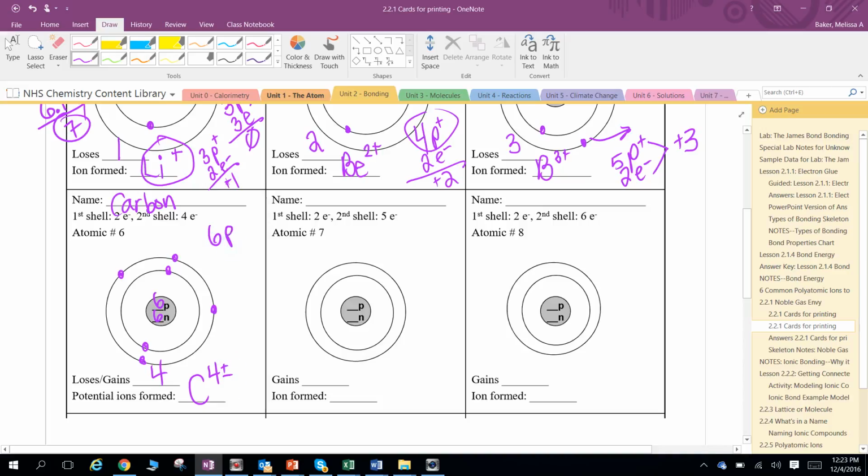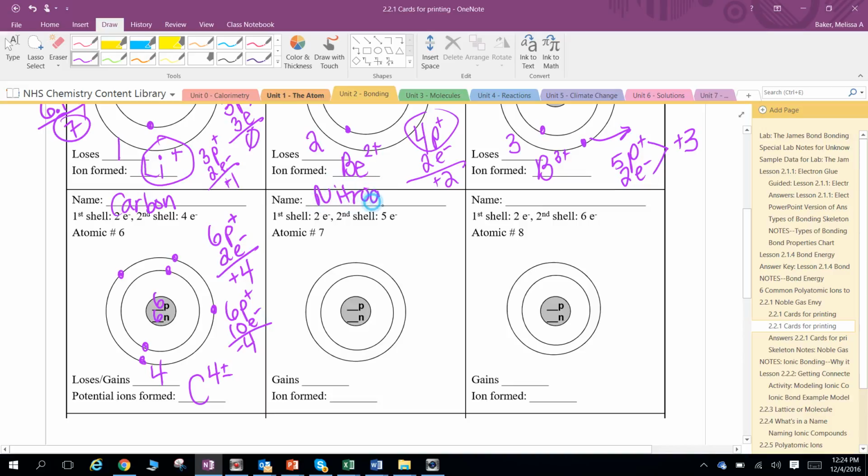So it has 6 protons, and if it lost all 4 electrons, it would only have 2 electrons left, leaving a +4 charge. And if it gained 4 electrons and had 10 electrons, then it would have a -4 charge.